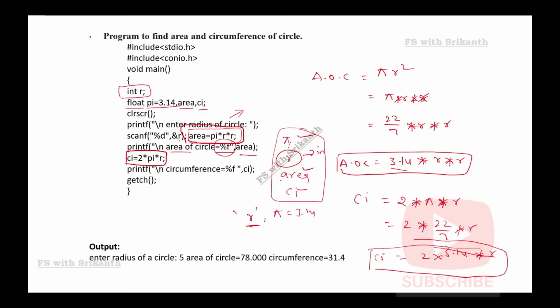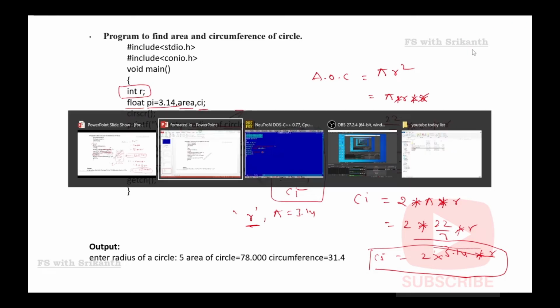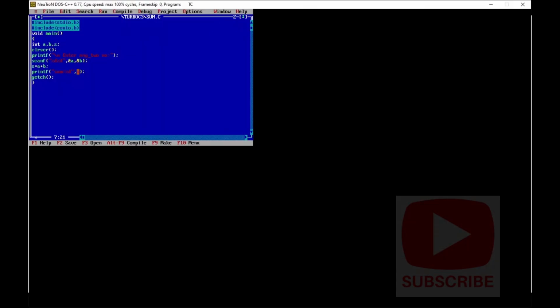Next, we implement the circumference. We get Ci and store it in Ci, and we print the value. We want to execute the same program. I think everyone understood this program, right?